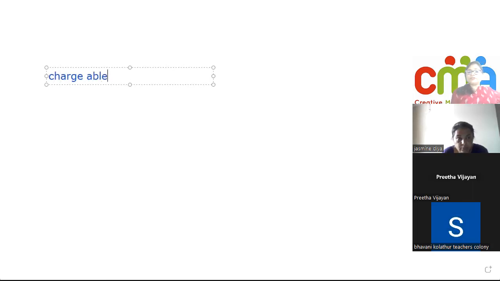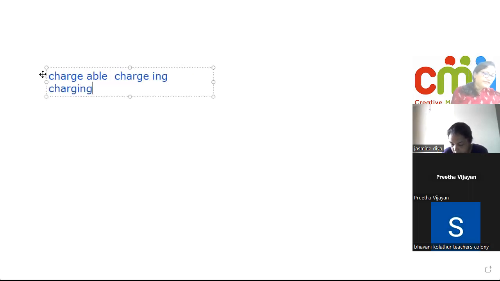We cannot remove E. If we remove E, what will it become? Chargable, with a hard G. Yes. And in the same way, when we have to add ing, we can remove E, because again, after G, I is J. So for charging, we remove E, but for chargeable, we don't remove it.